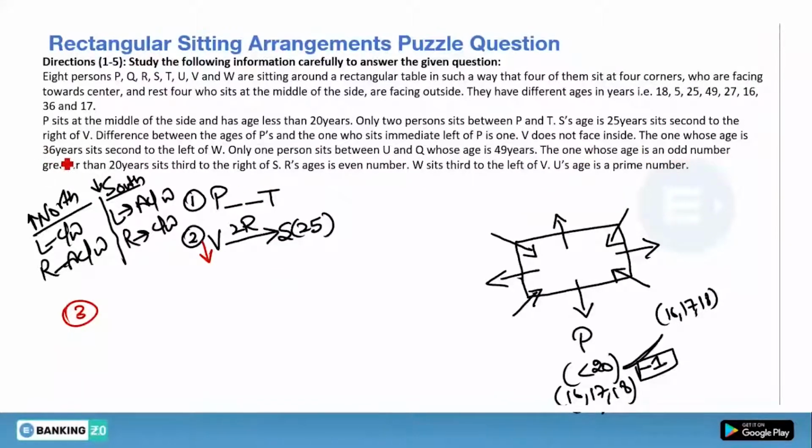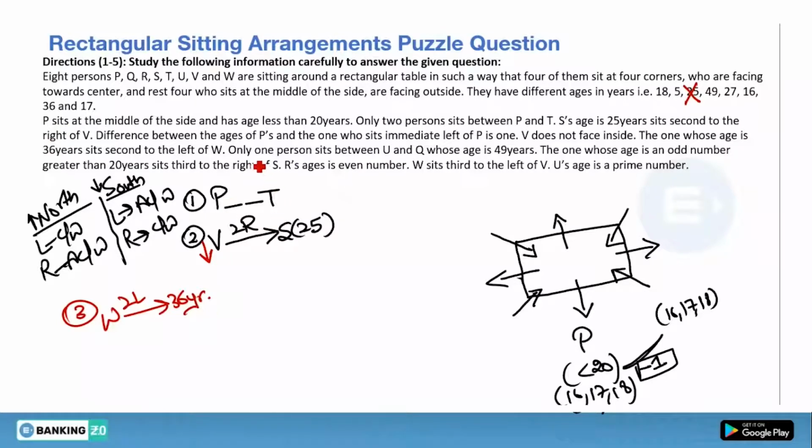Now third point, the one whose age is 36 years sits second to the left of W. From W, second left is 36 years. In our age line we have used 25, so we have crossed it, because we know that S is 25. We also use 36, but we don't know the person whose age is 36, so we will not cross it.